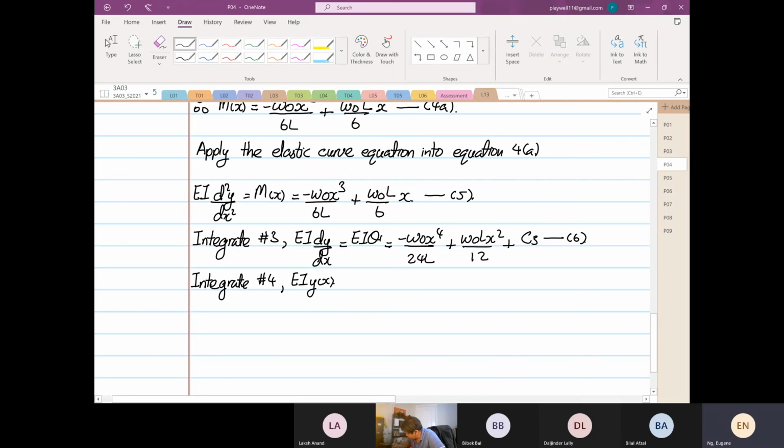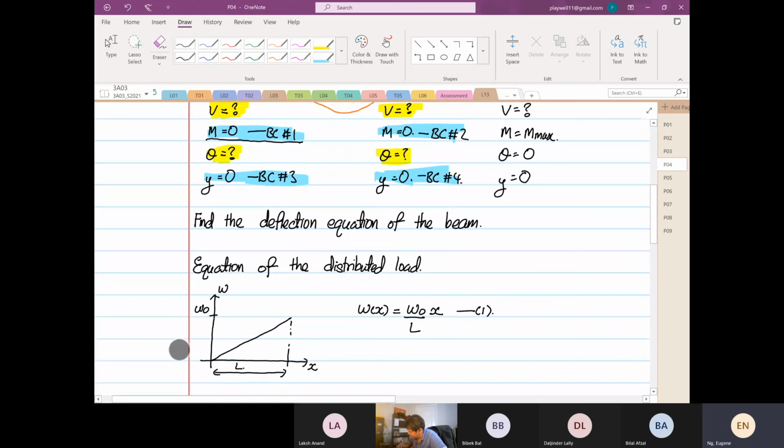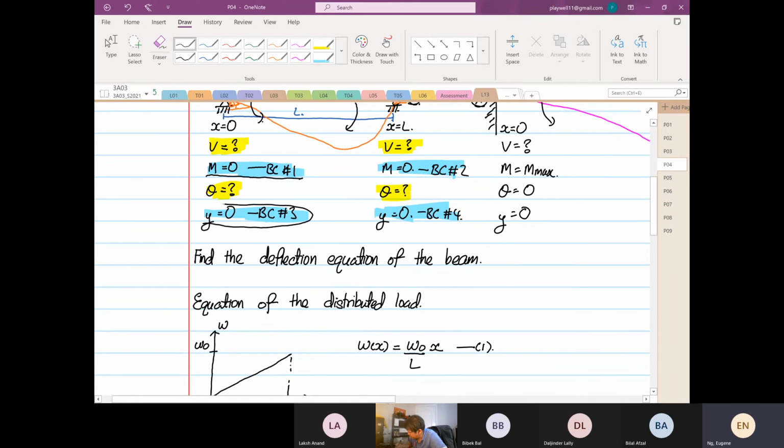You have EI y as a function of x now, so slope is also a function of x. So this is equal to minus omega naught x^5 over 120L plus omega naught L x cubed over 36, then plus C3 x plus C4, right? Then we're going to apply our boundary conditions. We're going to substitute when x is equal to 0, y is equal to 0 also, into equation 7.